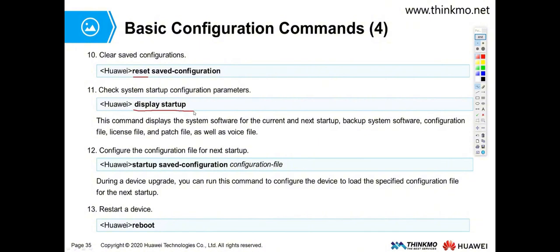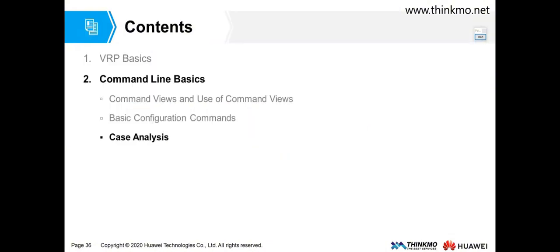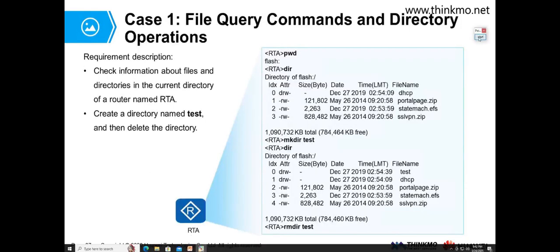For the configuration file of the next startup, it needs to be accessed through this command. During a device upgrade, we can use this command to configure the device so that the specified configuration file is loaded the next time it starts. Besides these, if we need to restart the device, we can use the reboot command. Next, let's look at some examples, such as file query commands and directory operations.